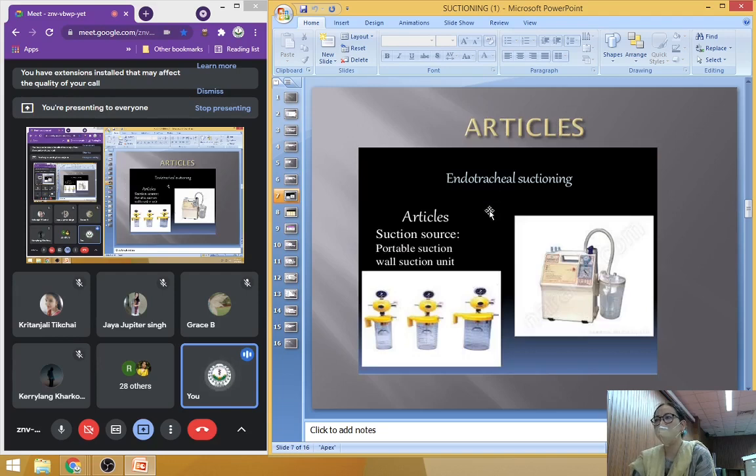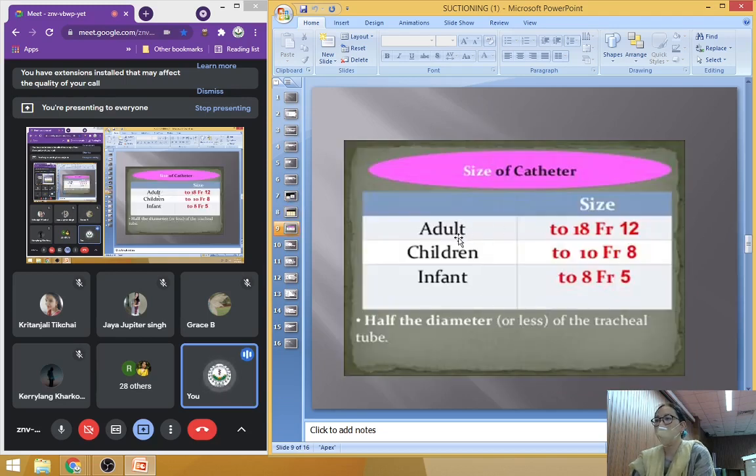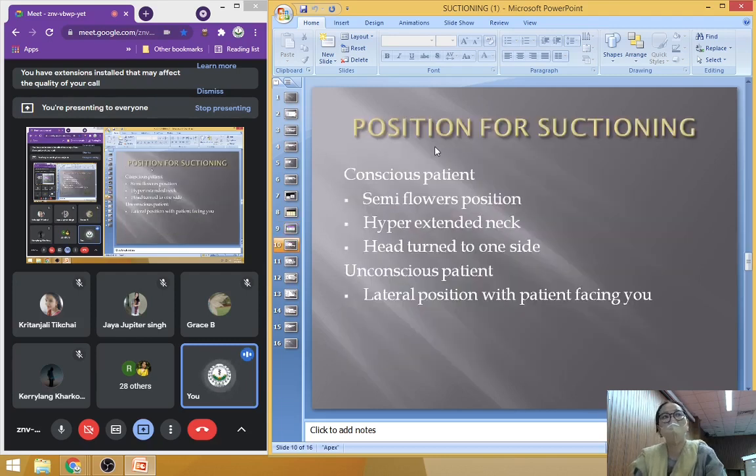Have you seen the suction machine in the ward? The demonstration has already been done. I've shown you what our suction machine is and how it is done. This is a suction machine, and these are wall mounted, which we have seen already. Then suction catheters of different sizes with different colors are available. For adults we usually use 18 French to 12 French, children 10 to 8, infants 8 to 5 French.